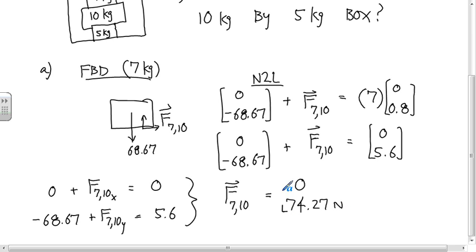And the units are newtons. Does it make sense that the force applied to the 7 by the 10 kilogram box is up? Because that's what this tells us, that it's an upward force. Does that make sense? Yeah, because if that 10 kilogram box wasn't there, the 7 kilogram box would fall, right? So the 10 kilogram box is holding it up. Any questions about that?